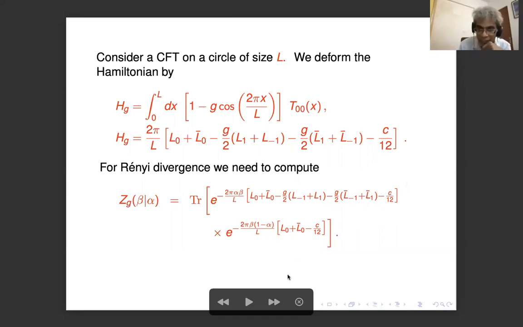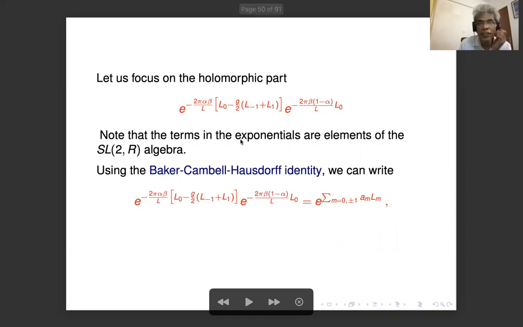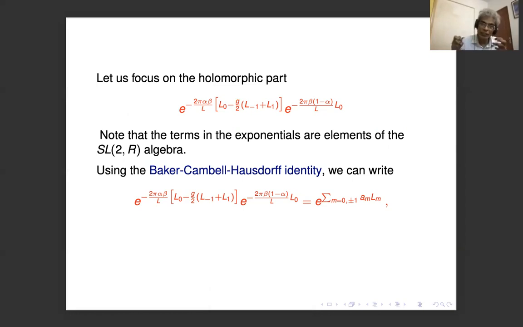And there is the L0 here. So we need to evaluate e to the power of 2 pi i alpha beta L0 and the deformed one, L minus 1, L1, and 1 minus alpha undeformed one. Now, these are exponentials of elements of the SL2R algebra. If people know CFT, the global part, L0, L1, L minus 1, they form an SL2R algebra.